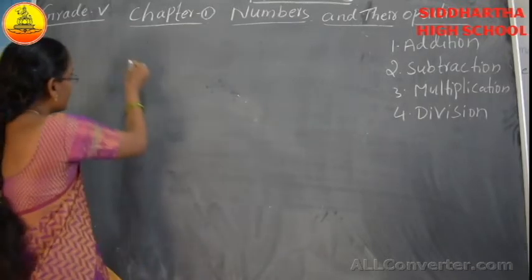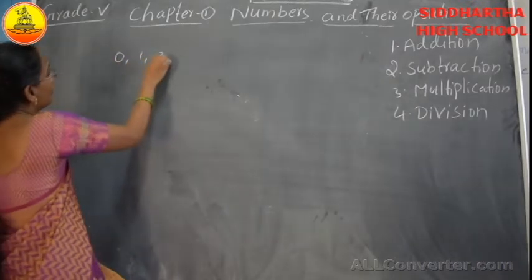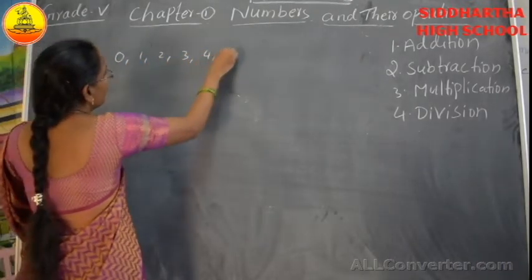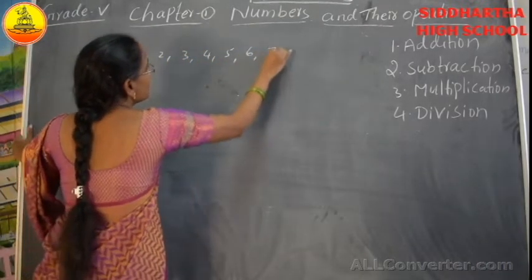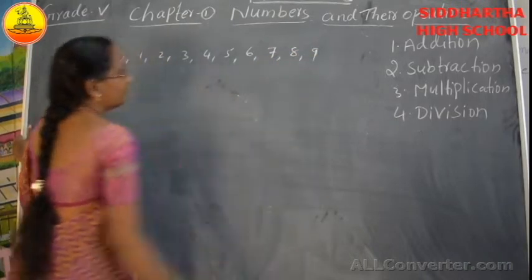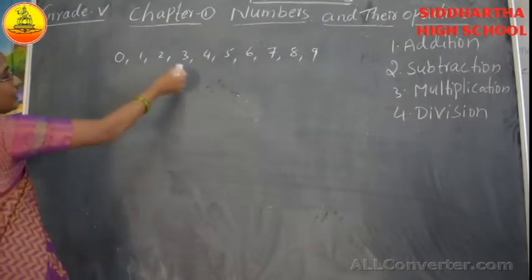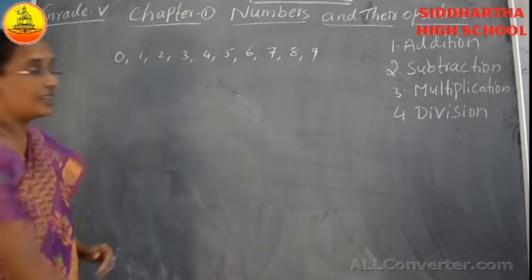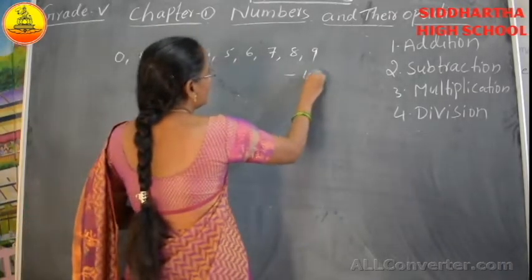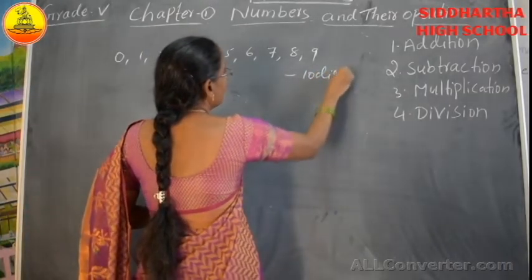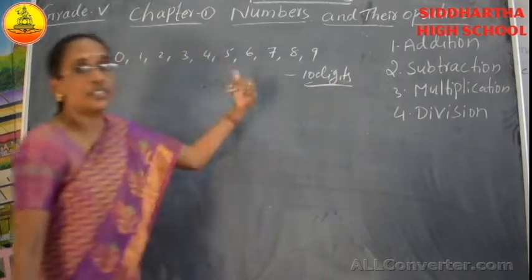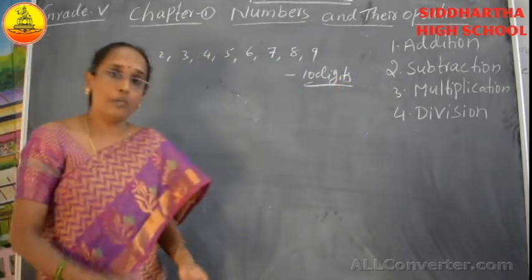You know children, what are the digits? 0, 1, 2, 3, 4, 5, 6, 7, 8, 9. These are called digits. How many digits are there? 10 digits are there. By using these 10 digits, you form any number.